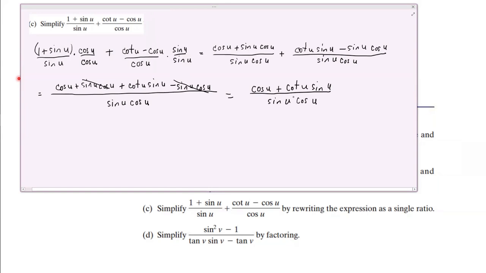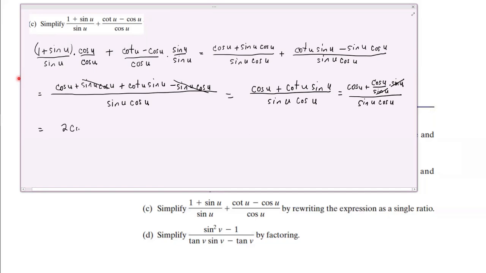Okay, now not everything is written in terms of sine and cosine yet, but I know that the cotangent we can write as the cosine of u over the sine of u, and then that's times sine of u. Okay, and that helps me because this sine u divides into itself as well. And all I've got left here is the cosine u plus cosine u.